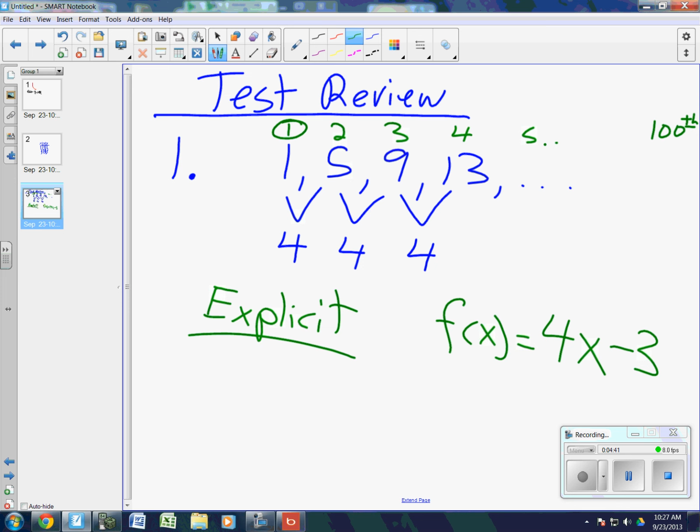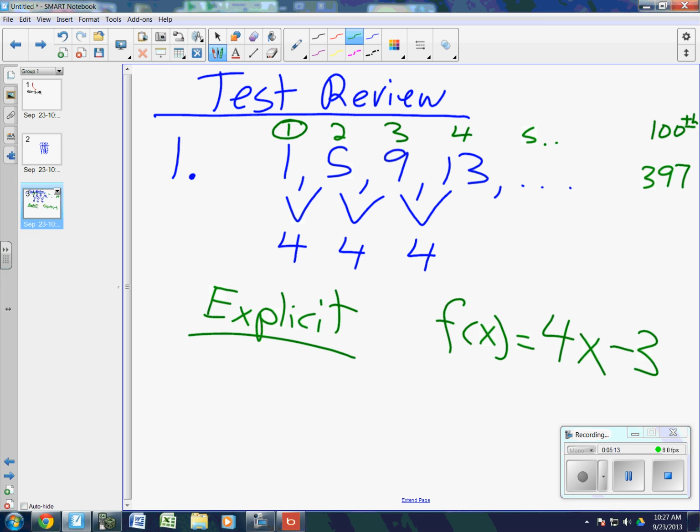Now we check to see if that works for the second term. I put 2 in. 4 times 2 is 8. 8 minus 3 is 5. I put 3 in. 4 times 3 is 12. Minus 3 is 9, and so forth. Okay, and so we've got an explicit formula. Now, if I want to find the 100th term, 4 times 100 is 400. Minus 3 is 397. So I don't have to find the 99th term to get it, right? That's what an explicit formula does. I want to make sure we understand that.